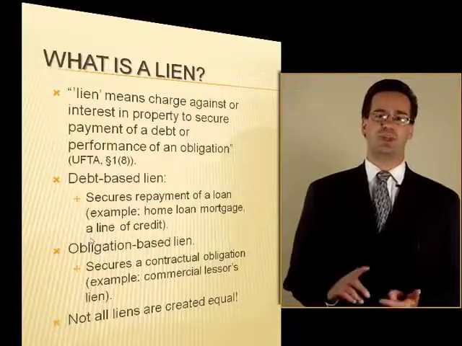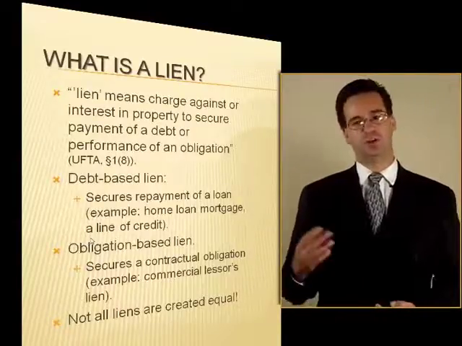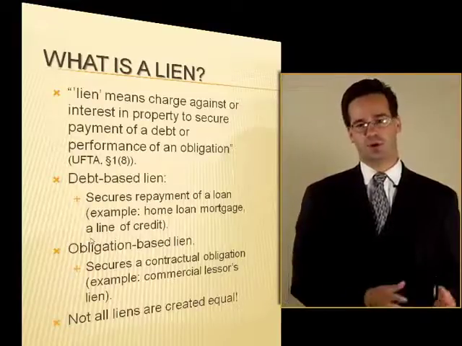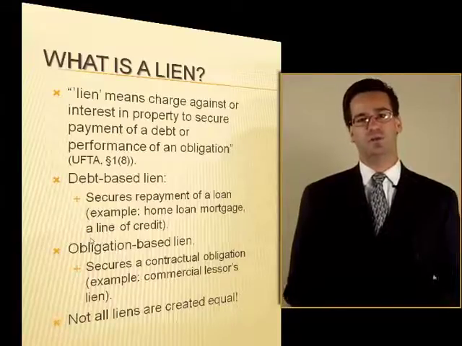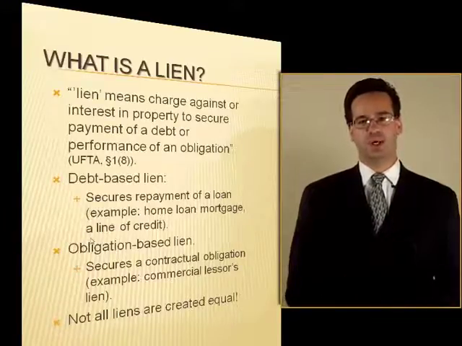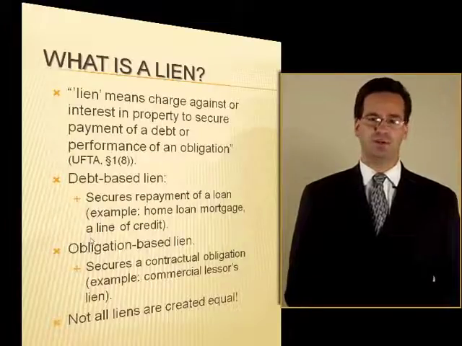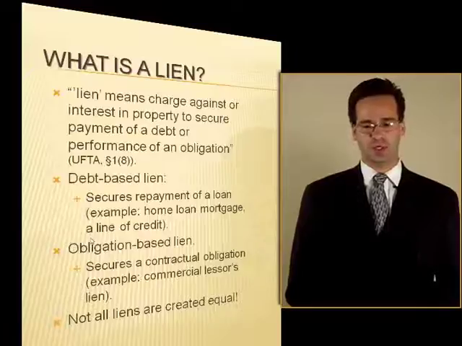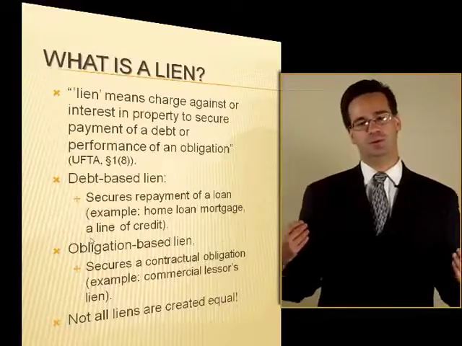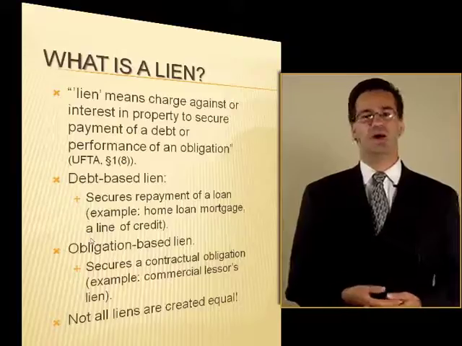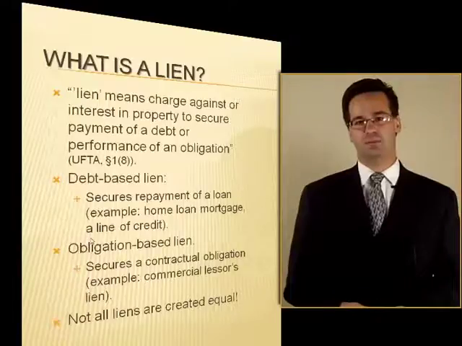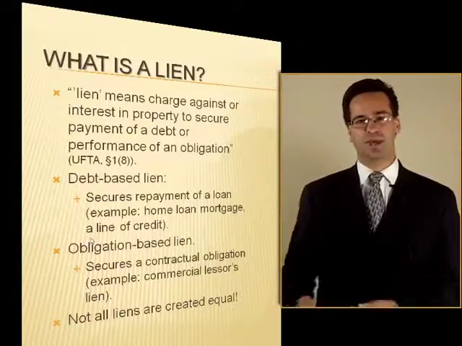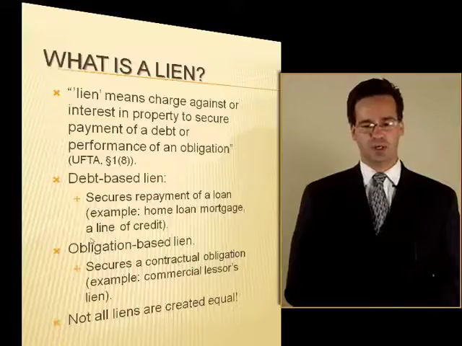There are two types of liens. There's a debt-based lien, which secures repayment of a loan, like a bank loan, and there's a mortgage on a home because of that. Then there's an obligation-based lien. Obligation-based liens aren't quite as well known, but they happen in the business world all the time, and they're every bit as valid as a debt-based lien. There's a lot of things we can do with obligation-based liens. If two businesses have a contractual relationship, they can each be obligated under that contract, and to secure that obligation, they can place a lien on some assets to make sure that obligation's secured.